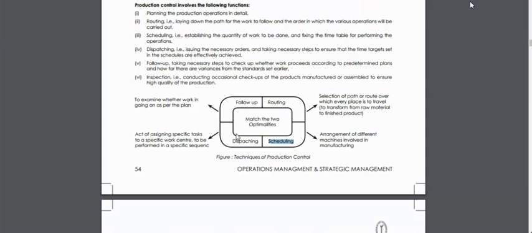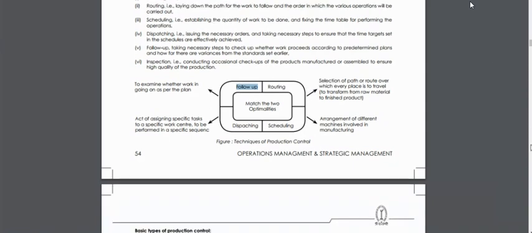Dispatching means ultimately when I have produced, I need to send the product to the production inspector, who would check whether the product manufactured is of the desired quality or not. And then I do the follow up at every stage. Follow up means, as I have planned, am I able to deliver according to the same level, or am I deviating from my plans? So this is a technique of production control.